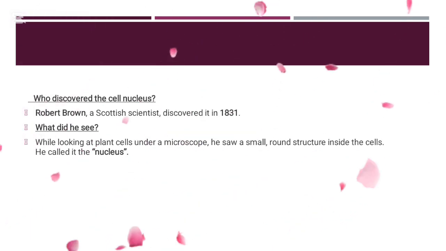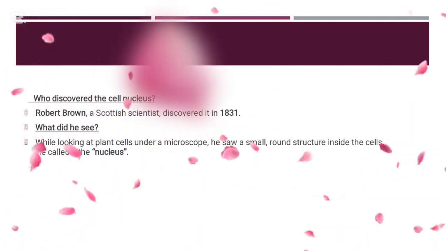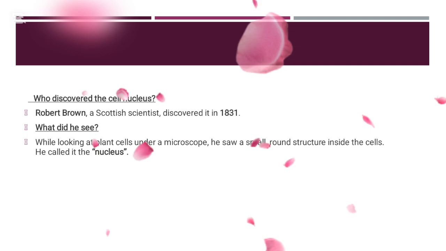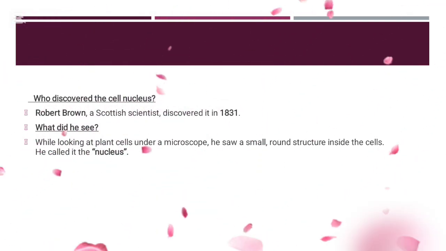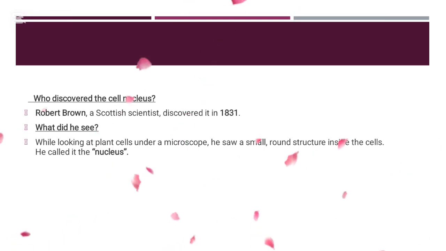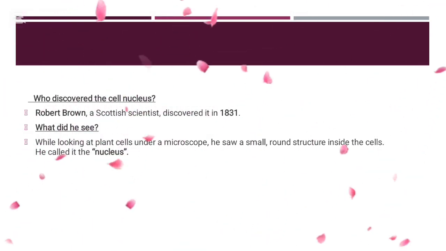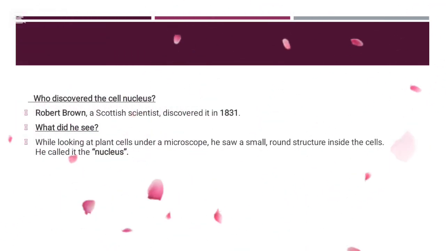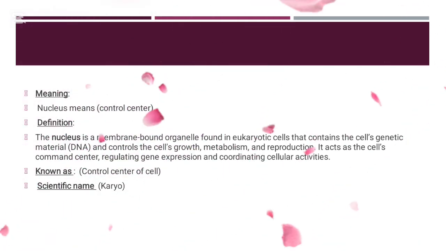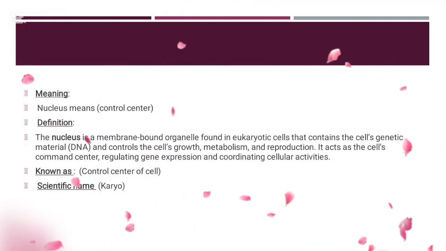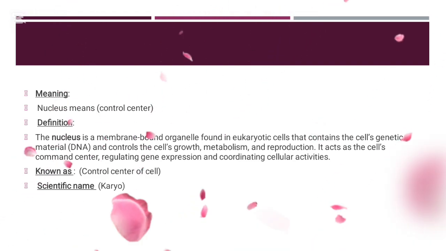Who discovered the cell nucleus? Robert Brown, a Scottish scientist, discovered it in 1831. What did he see? While looking at plant cells under a microscope, he saw a small, round structure inside the cells. He called it the nucleus. The nucleus is known as the control center.